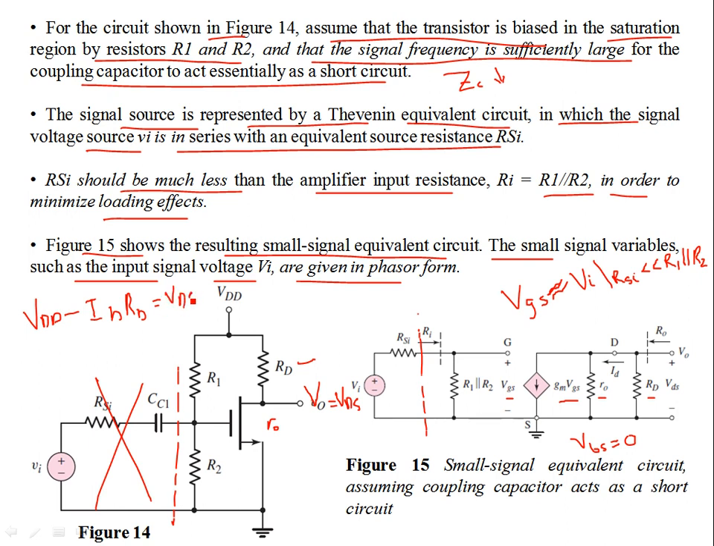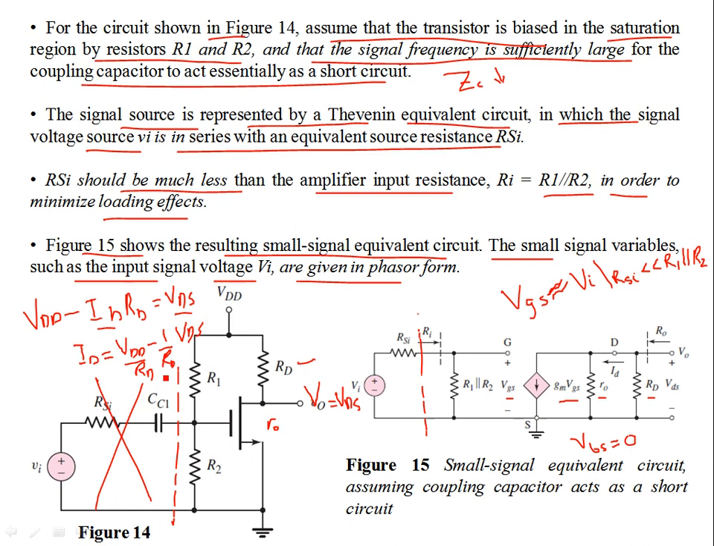Since VDS and ID are the variables, you can reformulate this equation to write it as such: ID is equal to VDD minus VDS, or I can write this as 1 over RD times VDS, divided by RD over here, the same thing. I mean, you can reformulate this. So you can see the gradient is 1 over RD, right? The gradient is 1 over RD.